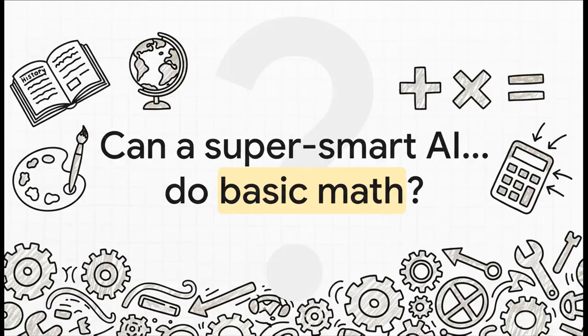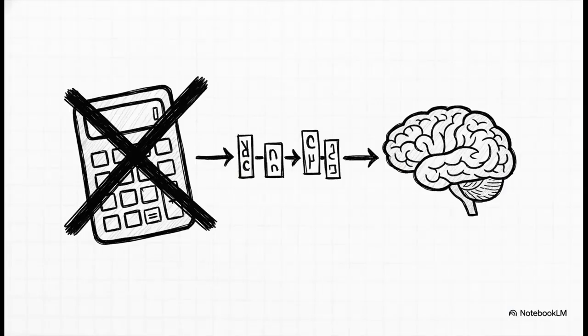So I want to start with a question that seems a little bit weird. We've got this incredibly powerful AI, right? It can write poetry, it can explain quantum mechanics, but can it do something a second grader can do? Can it do simple math? You might be surprised by the answer. And the answer is no, not really. And the reason for that actually gets to the absolute core of what a large language model is. They aren't calculators. They're just incredibly good at predicting the next word.